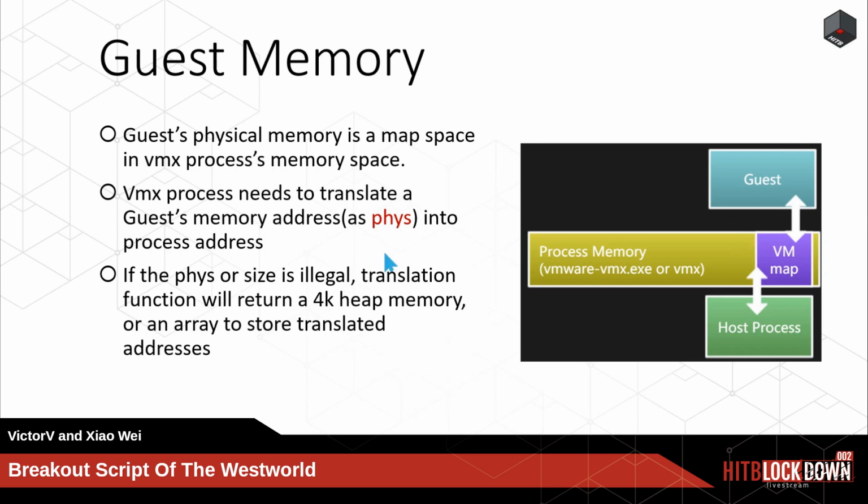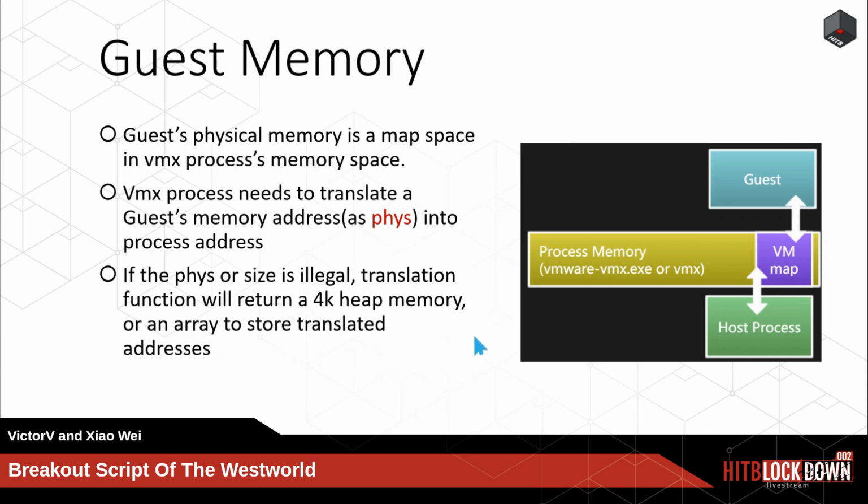In my thinking, if the physical address and size are illegal, the address translation function should return failure. But, however, VMX tries to allocate a 4K heap or an array to store the translated address for each page frame number and returns success.